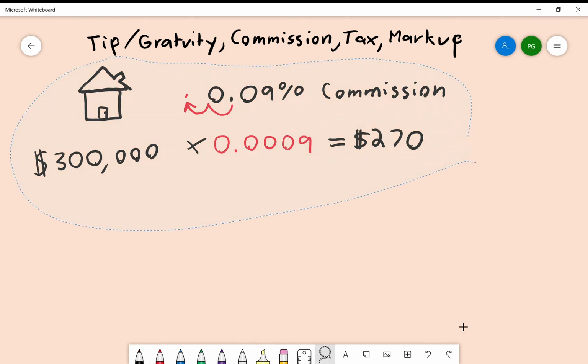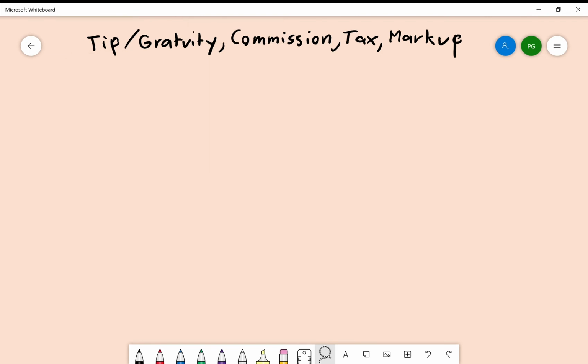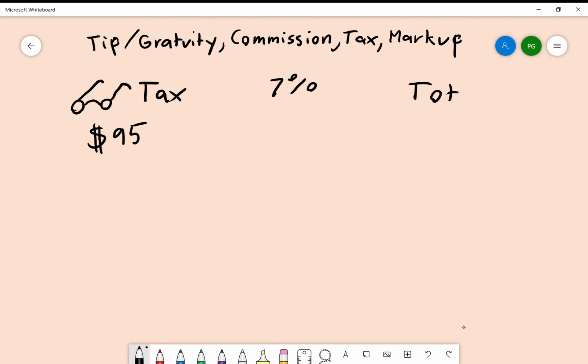Now, let's not forget, the same thing applies for tip or gratuity or for commission, let's use an example for tax. Let's say that you're buying a pair of glasses for $95, right? You're buying this pair of glasses for 95 bucks. Now, Florida has a 7% tax rate, right? But I don't want to know how much tax I'm paying. I want to know how much I'm paying in total.